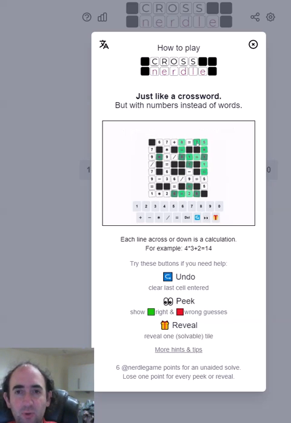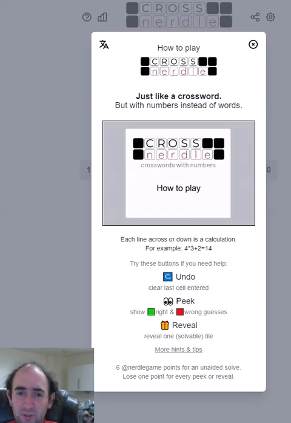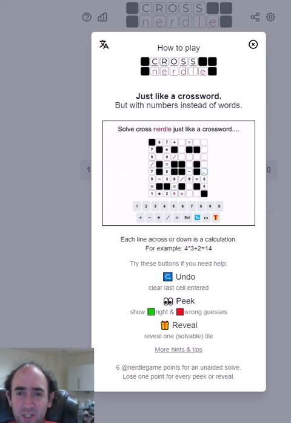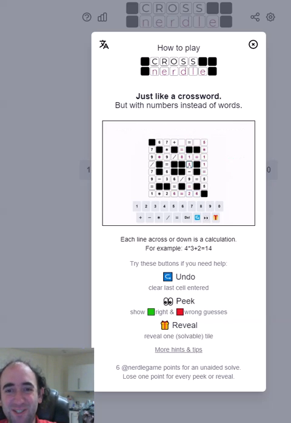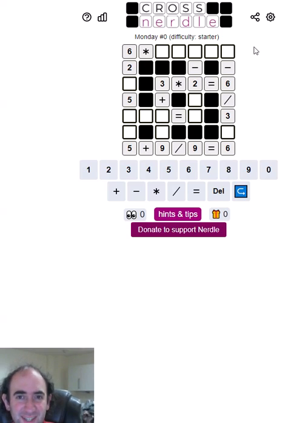Hello again, welcome to today's attempt at a new puzzle called the Cross Nerdle. You've seen me do the Nerdle puzzle where I try to identify a true mathematical equation. Well, they've got a new game where it's just like a crossword but with numbers instead of words. Yes, I can read off the screen just as well as you can. So let's have a go. What's it going to look like today?